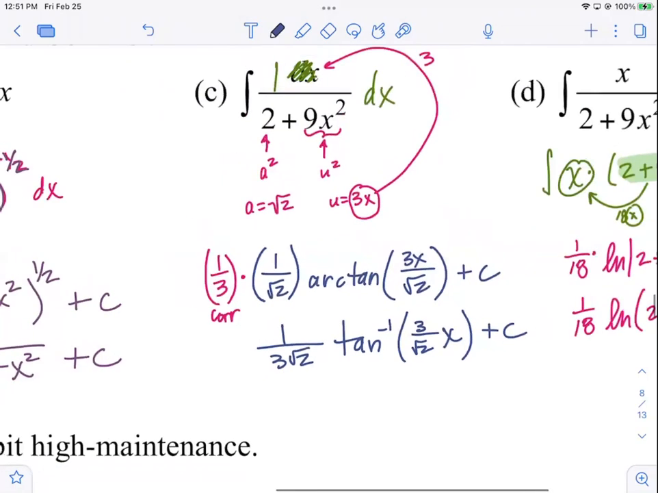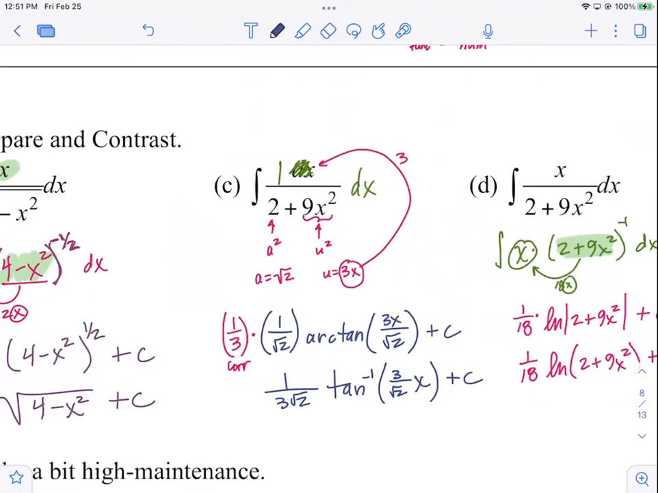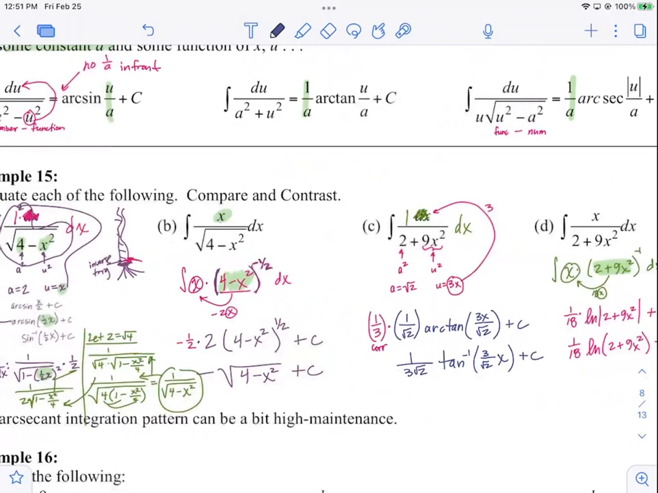Compare and contrast. We're still comfortably inside AP curriculum here. These could easily be AP questions. All right, any questions on those two?